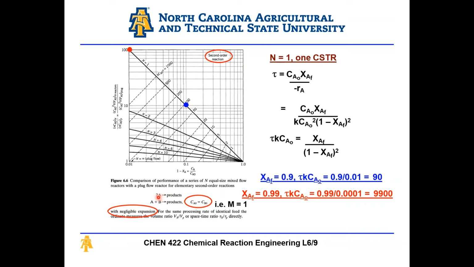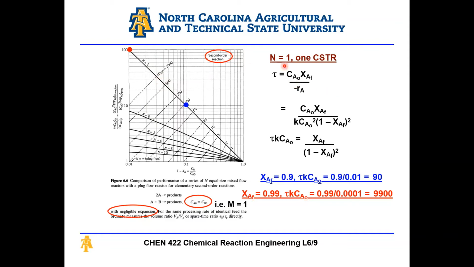So my second order reaction could be either 2A goes to products, or A plus B goes to products, where m equals 1, and negligible expansion, basically epsilon equals 0, constant density. And again, on the y-axis, I have the ratio of n number of CSTRs in series divided by 1 PFR operating by itself. So this is the volume of n CSTRs in series divided by the volume of 1 PFR. As you can see here, the solid lines are n, the number of CSTRs in series, and the dashed lines are k C naught tau, which is the parameter equivalent to the volume, okay?